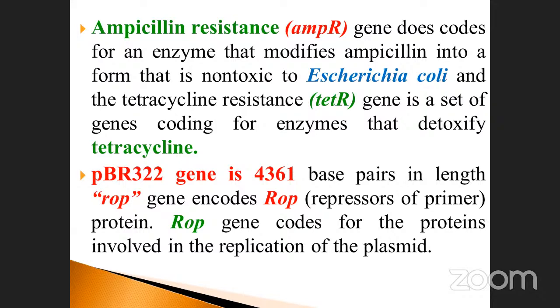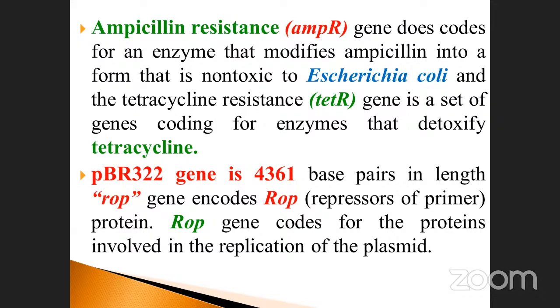Repressor of primer. What is the main function of the ROP gene? It codes for the protein involved in the replication of the plasmids. It is very, very essential. Once again, repeating for you: pBR322 has two resistance genes. One is called AmpR, another is called TetR. The corresponding enzymes are also secreted, and detoxification takes place.